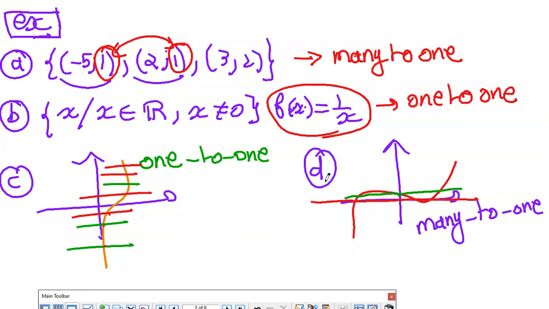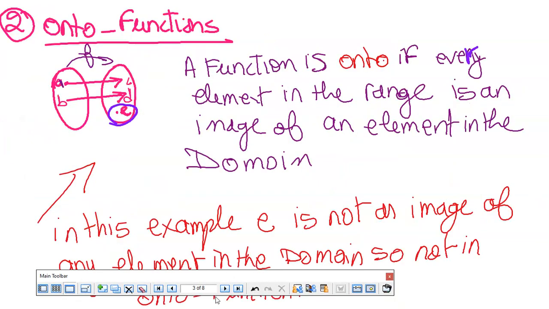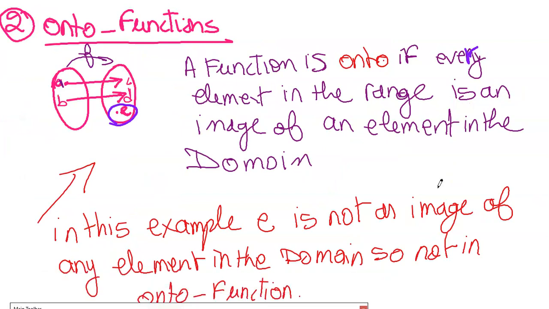But if you look at example D, and you see the green line here, look, it cuts the function in 3 points. It means, for example, x equals minus 2, y is 1, x equals 0, y is 1, x equals 2, y is 1. So I have a repetitive y, so it's called a many-to-one function. Let's move now to another function.